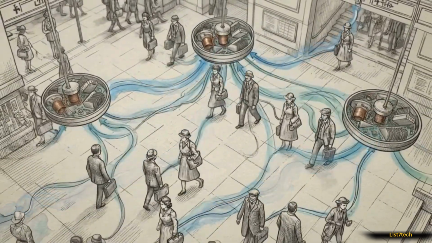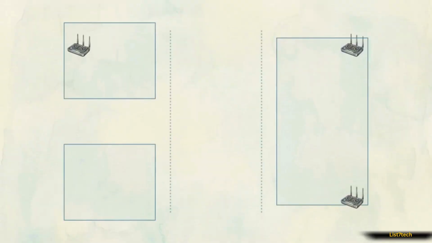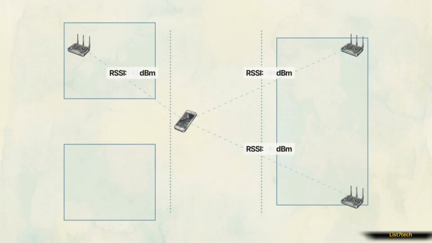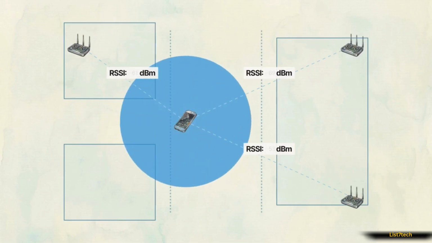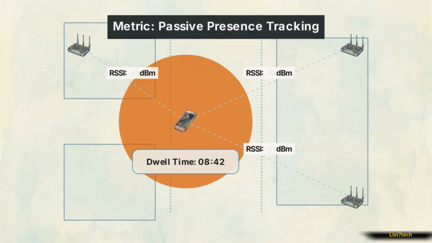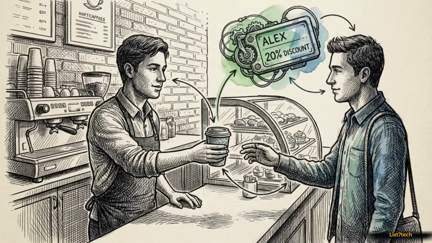to the SSID. Look at this geometric floor plan overlay. Access points capture the Received Signal Strength Indicator, or RSSI. By measuring that signal strength across multiple access points, the network triangulates your exact physical location to calculate consumer behavior metrics like dwell time.